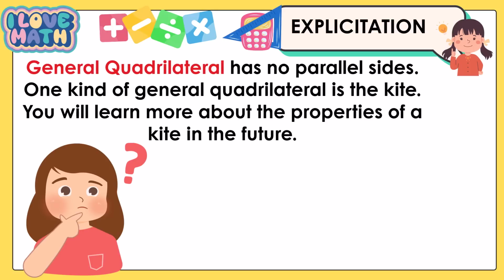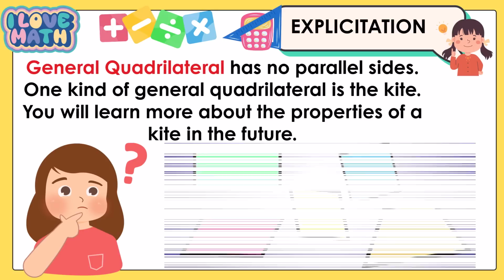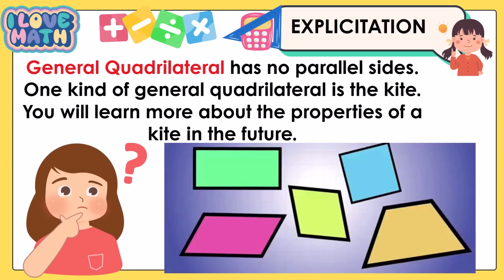A general quadrilateral has no parallel sides. One kind of general quadrilateral is the kite. You will learn more about the properties of a kite in the future.